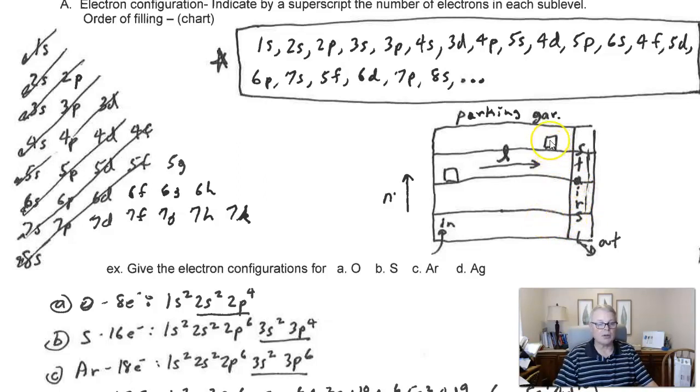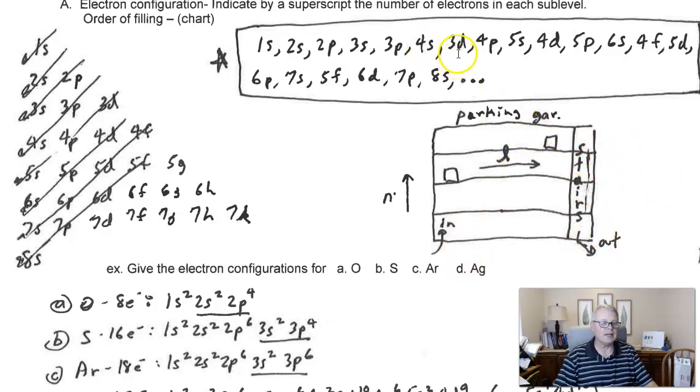Well, I would probably park on the fourth floor here. Why would you want to park on the fourth floor when there's a space on the third floor? Because I'm closer to the stairs. See, I don't have to walk all the way over here to get to the stairs to get out. Well, that's kind of what's going on here.